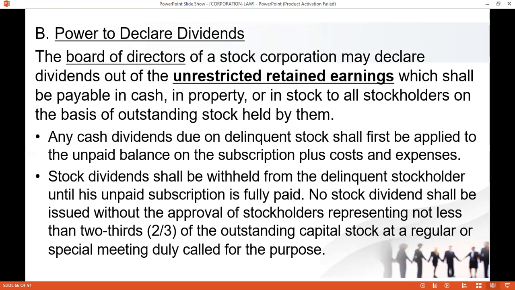No stock dividend shall be issued without the approval of stockholders representing not less than 2/3 of the outstanding capital stock at a regular or special meeting duly called for the purpose. So the declaration of stock dividends requires the approval of the stockholders. Kailangan may vote ng 2/3 of the outstanding capital stock. Take note of that, ha?